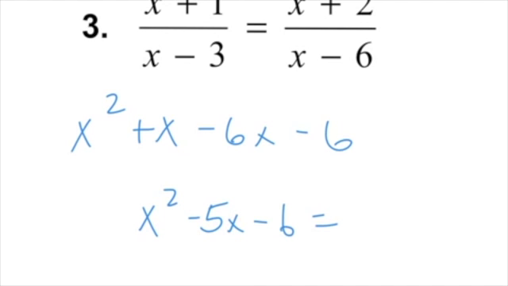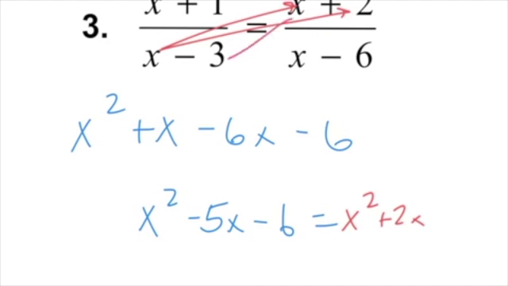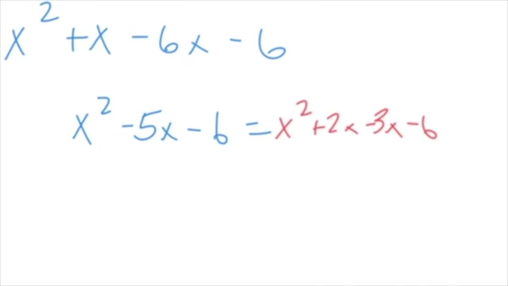Now I'm going to go the other direction. X times x is x squared. X times 2 is 2x. Negative 3 times x is negative 3x. And negative 3 times 2 is negative 6. So now that I'm done multiplying everything, I can start combining like terms.